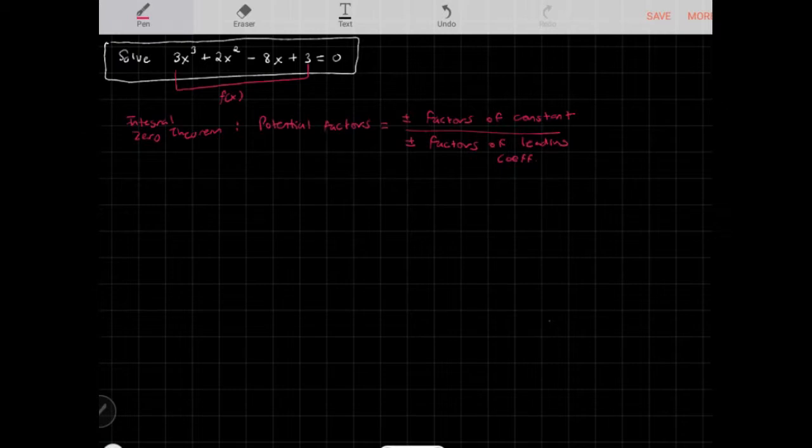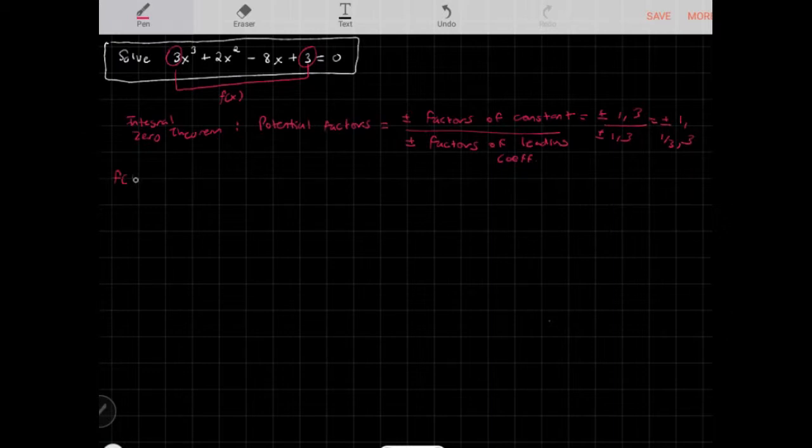Now, the constant here is the 3. So plus minus factors of 3 are 1 and 3. The leading coefficient is also 3, so plus minus 1 and 3. So what we can test out is plus minus 1, 1/3, 3. You're just dividing it by each number. So let's test out 1. 1 is always a safe bet.